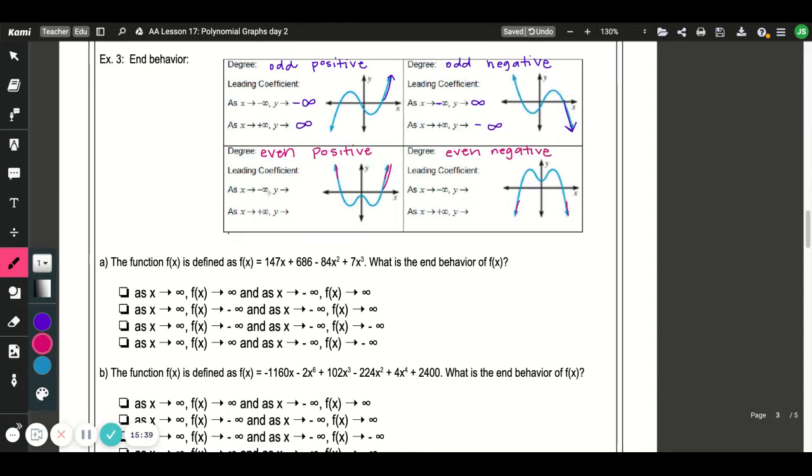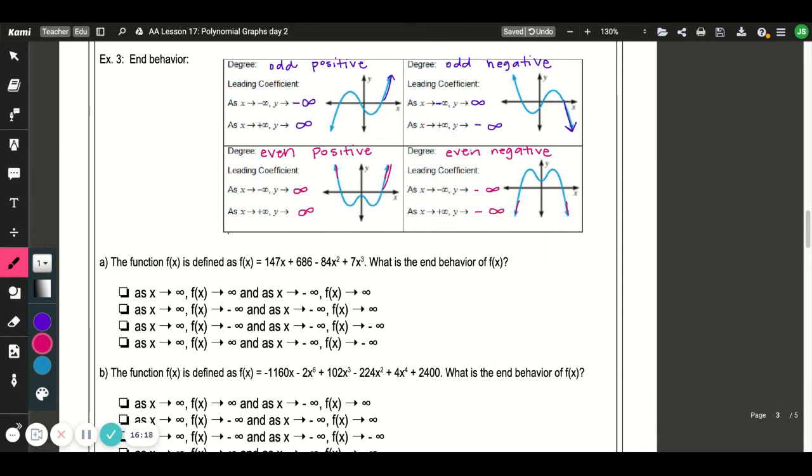Okay? So as x goes negative, that's the left. Which direction does the graph point? It points up. Up is positive. As x goes to the positive side, that means the right-hand side. Which way does the graph point on the right-hand side? Up. Up is positive. This one, as x goes to the left, the graph is going down, so negative infinity. As x goes to the right, so the right-hand side of the graph, which way is it pointing? It is pointing down. Down is negative infinity.